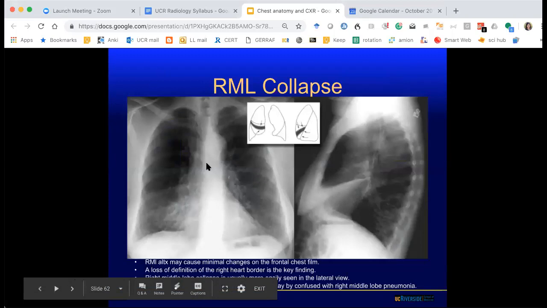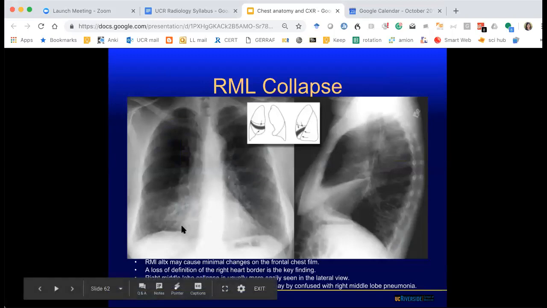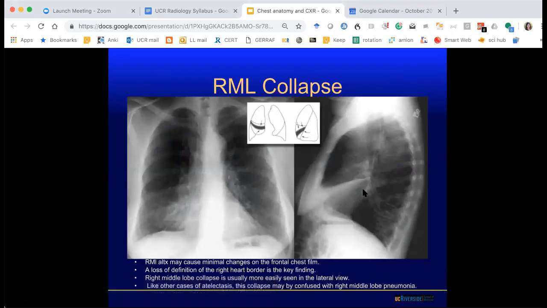Right middle lobe collapse. Similar to pneumonia, if you have a collapse in the right middle lobe, you're going to lose the right heart border, as we see here. It's not as distinct, but as you see in the lateral, it's a lot clearer, the collapse that's causing us to lose the right heart border.